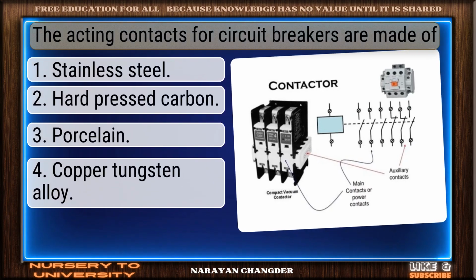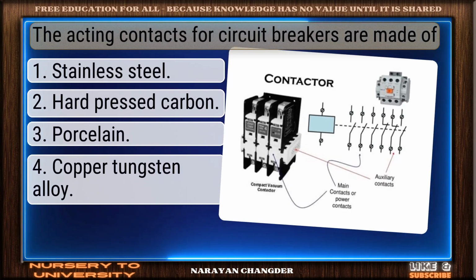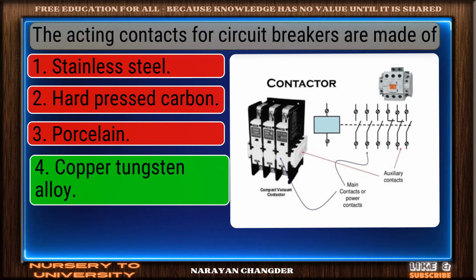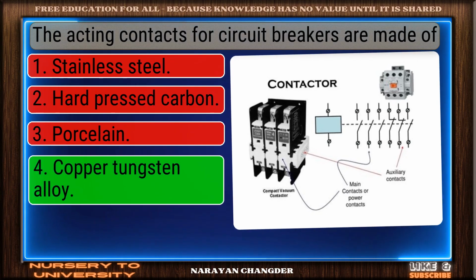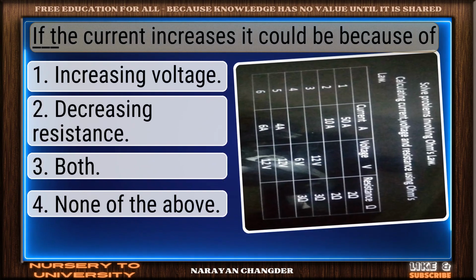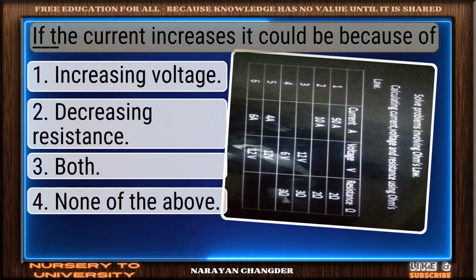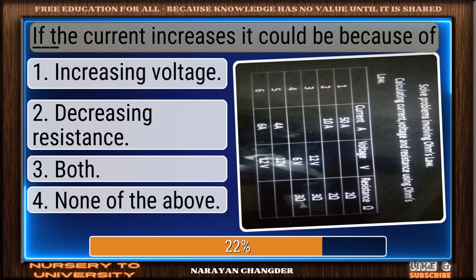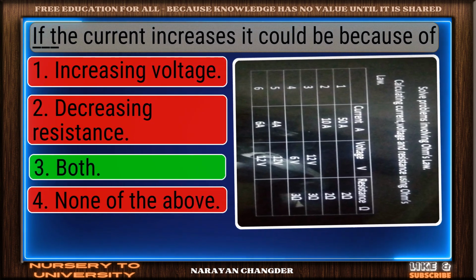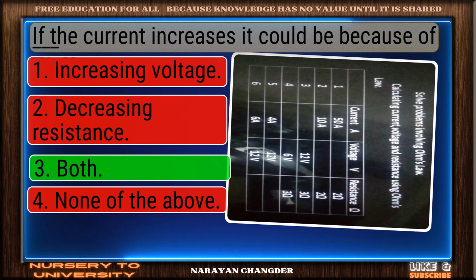Question number 17. The acting contacts for circuit breakers are made of. You chose copper tungsten alloy, and it is correct. Question number 18. If the current increases, it could be because of dash. Nice work. You chose both and it is correct.